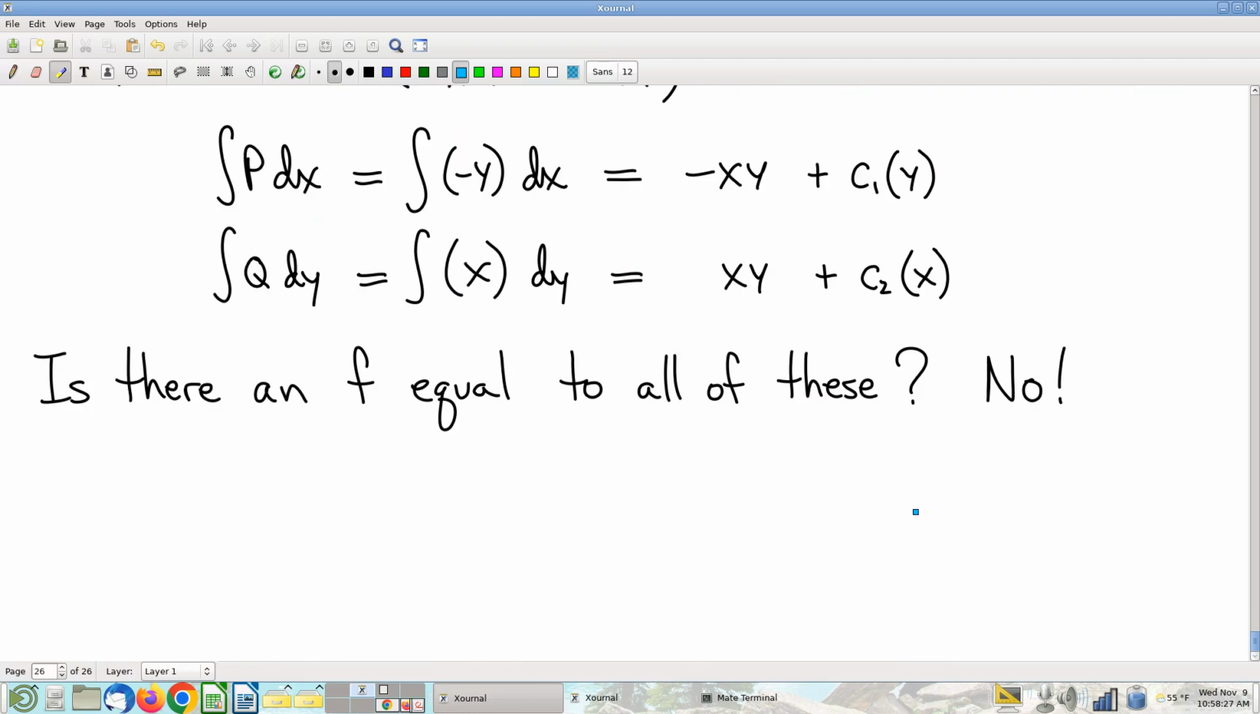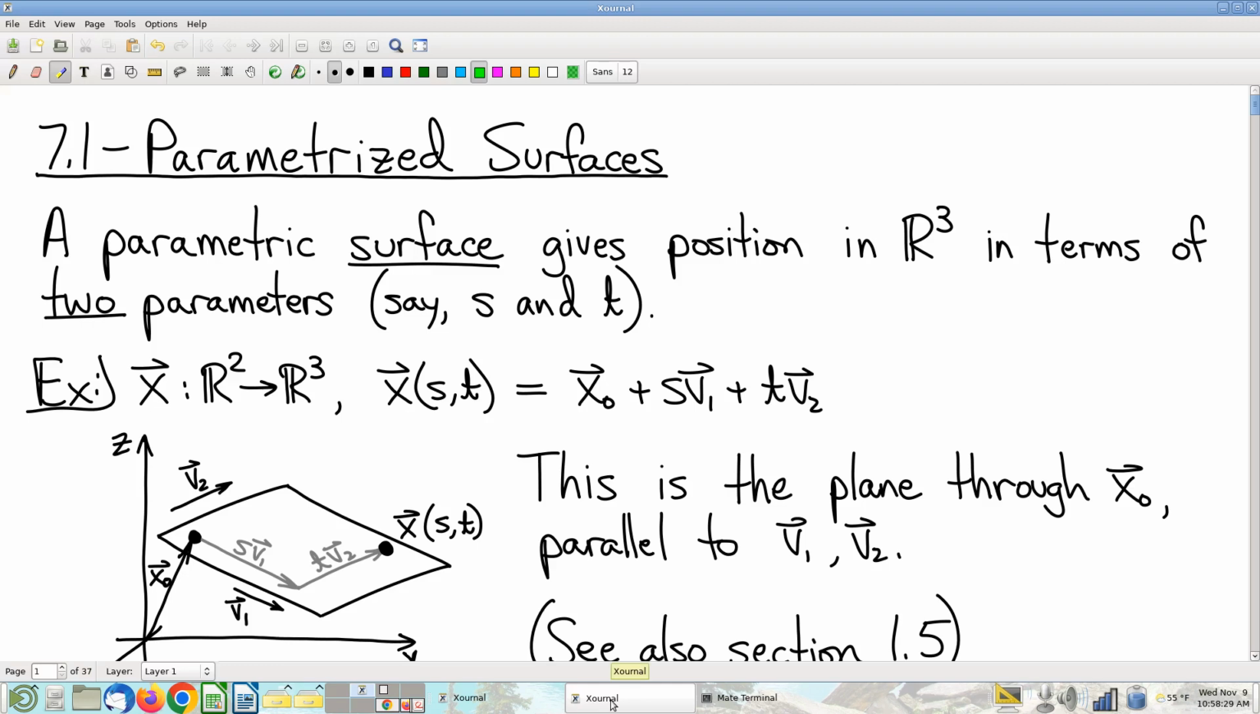Okay, so we're done with chapter 6. Moving on now to chapter 7. So we're going to do a bunch of analogous stuff now in 3 dimensions, right? We've done a lot of 2-dimensional stuff. Green's theorem is intrinsically 2-dimensional. The fundamental theorem of line integrals actually applies in 2 or 3 dimensions, but we've been mostly focusing on 2.